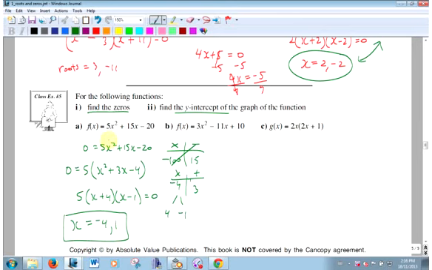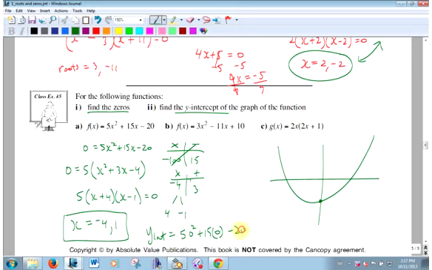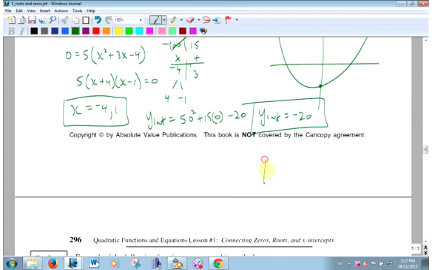How do I find the y-intercept? What happens at the y-intercept again? x is 0. Well, that's nice. What does this become? The y-intercept is 5 times 0 squared plus 15 times 0 minus 20. What's that become? Yeah. Okay. Piece of cake. Number 1 to 4.